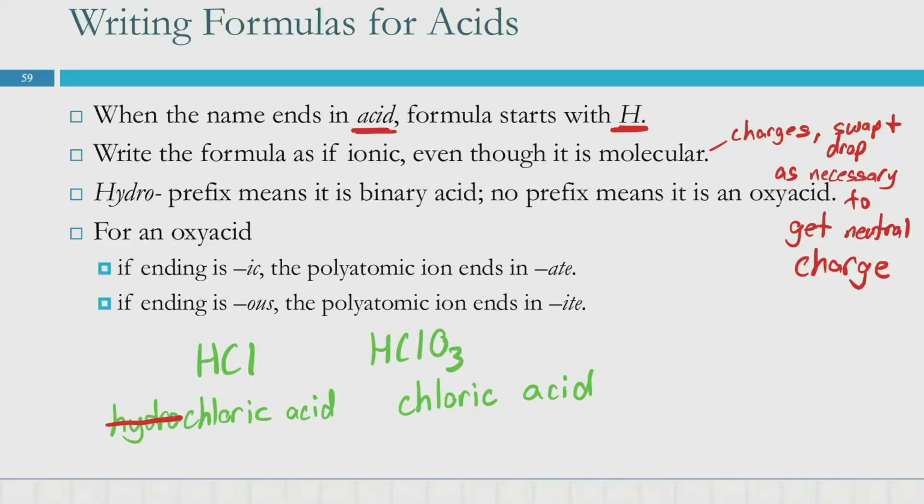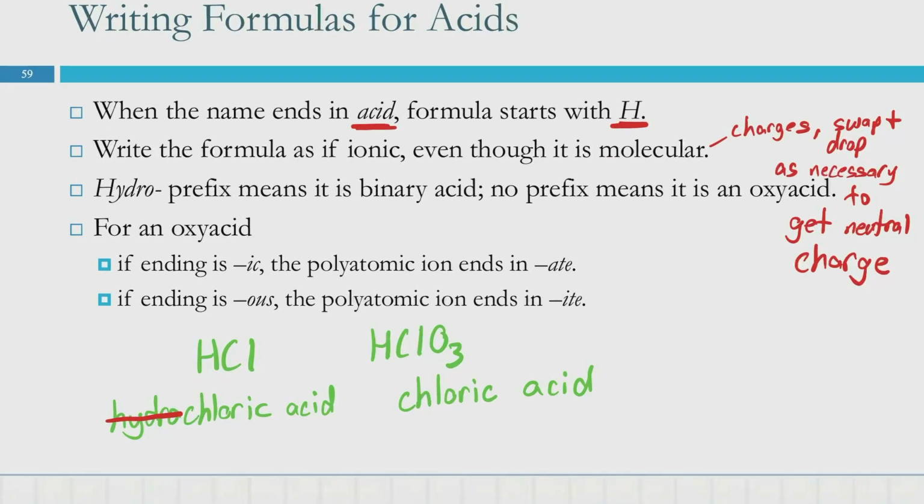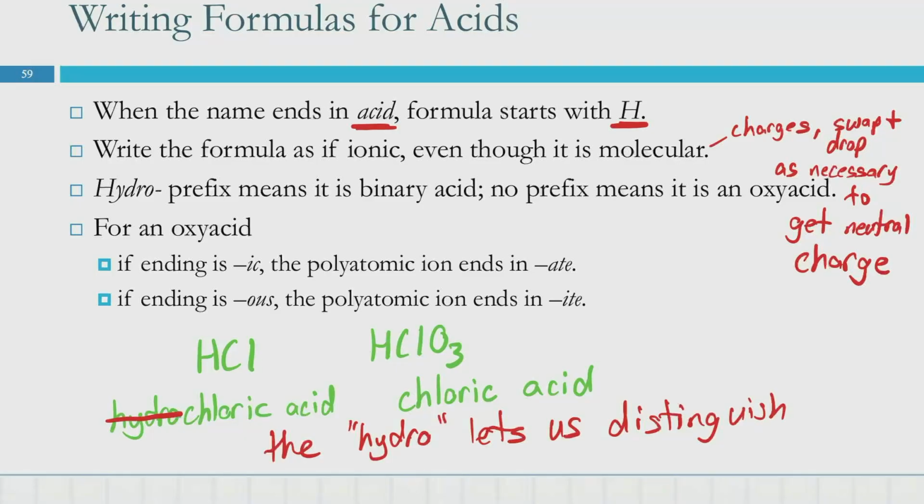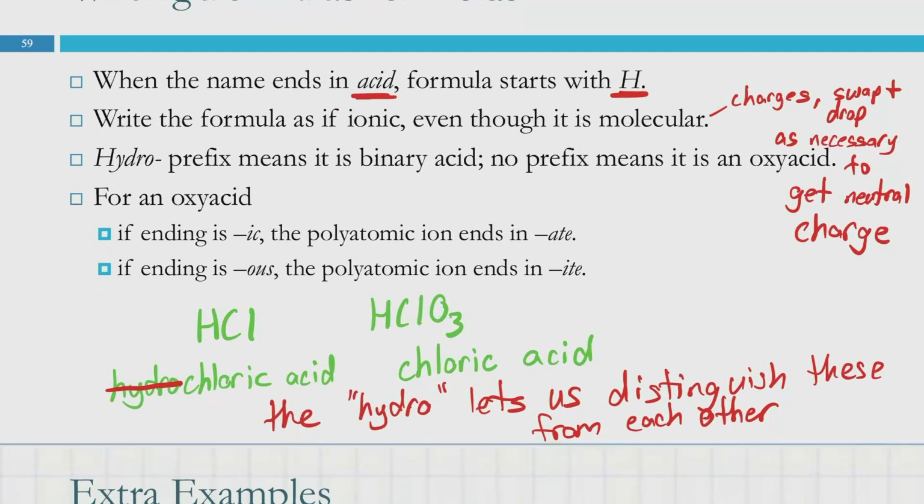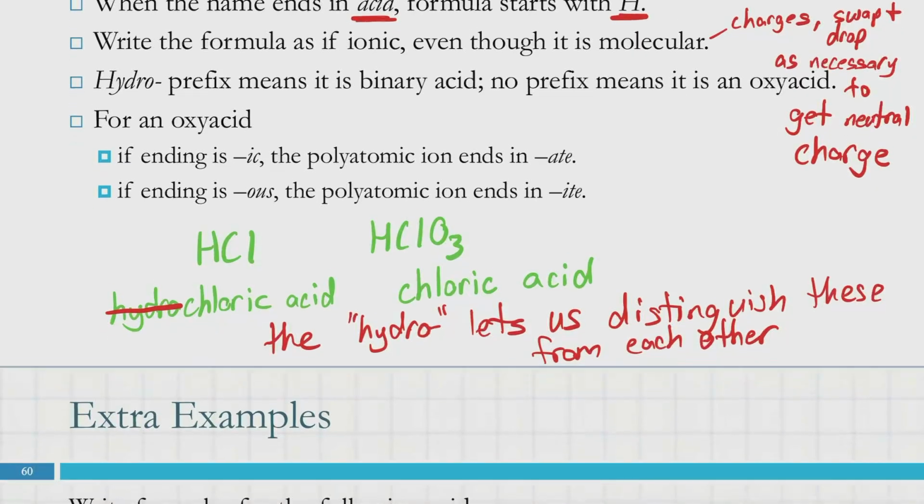What if we didn't have the hydro prefix in front of our hydrochloric acid? Now they're the same thing. Right, so this is why we have this hydro prefix, so that we can tell the difference between HCl and HClO3 and other things that follow the same pattern, our ates and our binary acids. So the hydro lets us distinguish these from each other. So that's part of the reason that we need the hydro prefix.